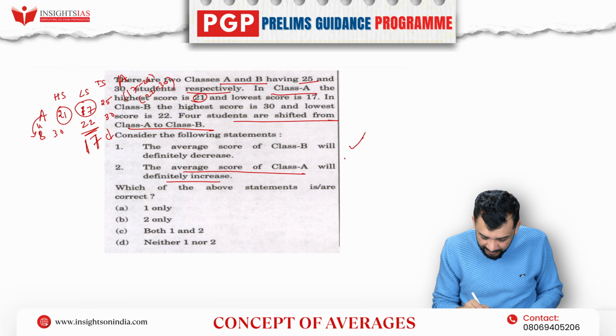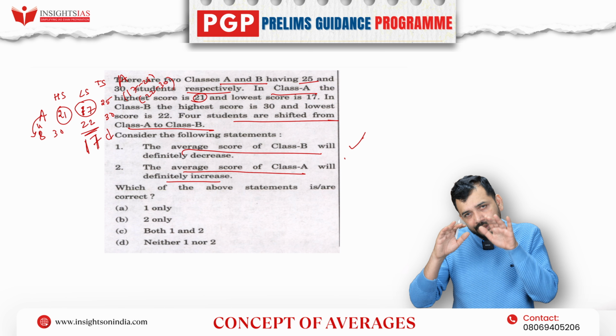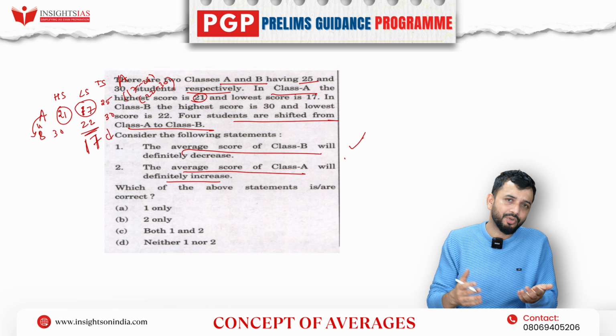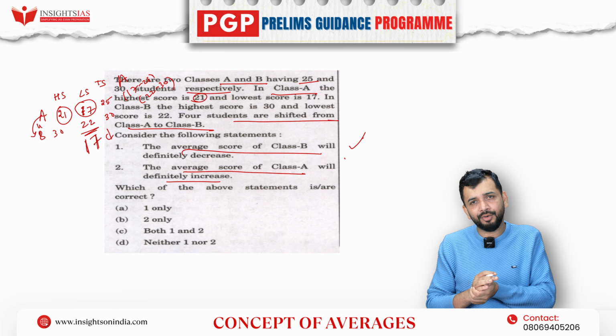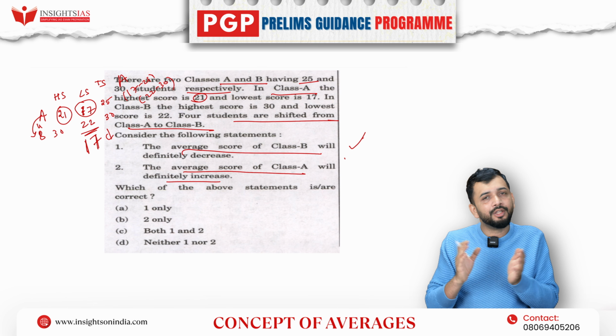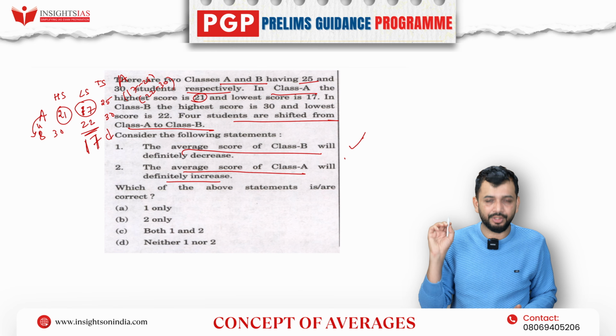So that means that in any case, if you send the best performing students, who are scoring 21, which is still lesser than the least scoring student of class B, or if you are sending a student scoring the least score of 17, which is also less than the least scoring student of class B, automatically the average will decrease in both cases. Yes, the first statement is correct.